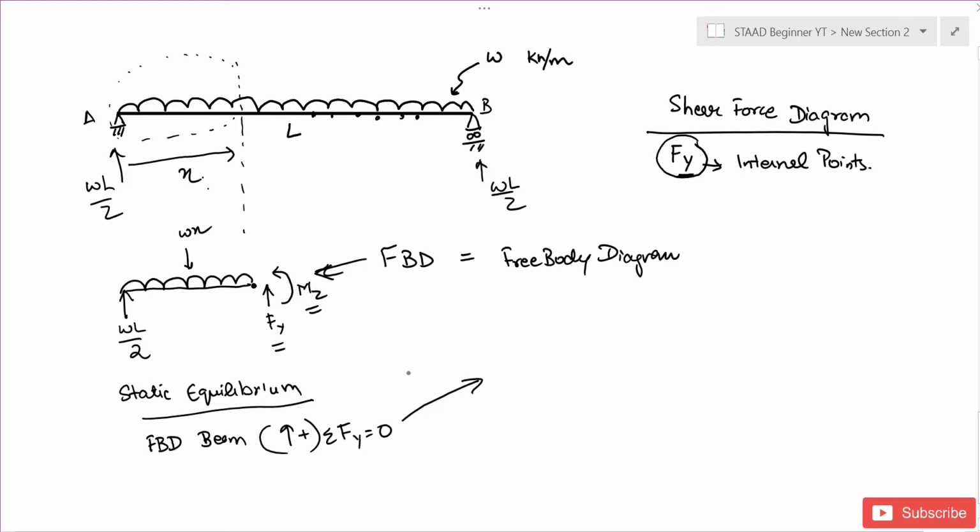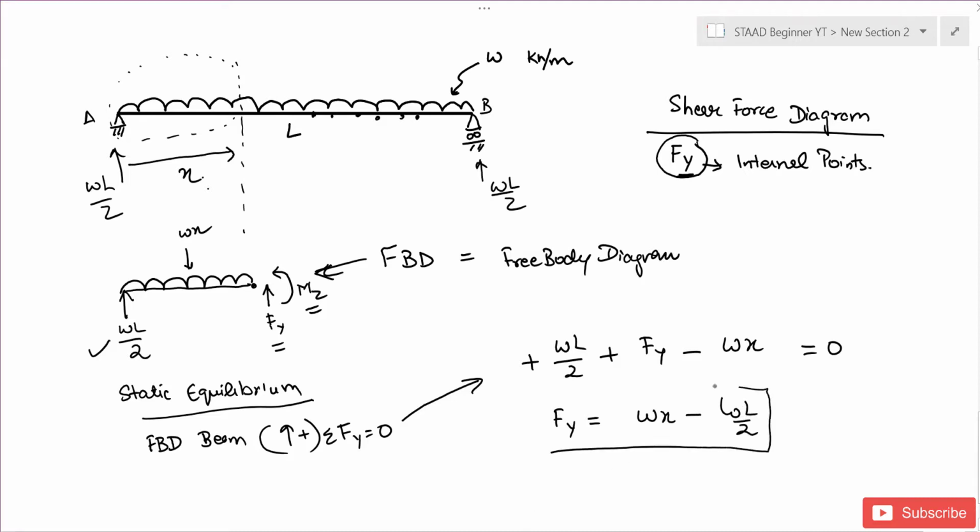If I try and calculate it, all the forces going up: the first force is WL by 2, which is in the positive direction. I'm taking Fy also in the positive direction, and my Wx is in the negative direction. So minus Wx. The summation of this should come out to be 0. Now if I calculate, my Fy comes out to be Wx minus WL by 2. So this is my Fy value.